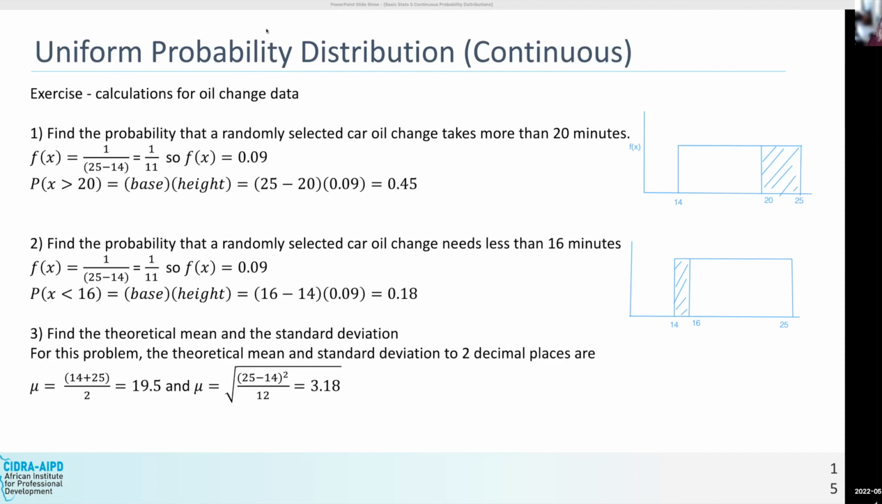Okay, now we did see some formulas on the previous page for calculating the theoretical mean and the standard deviation. So for this problem, the theoretical mean and standard deviation to 2 decimal places are calculated by plugging these numbers into the formulas. 14 plus 25, divided by 2, is 19.5, and then the standard deviation is the square root of 25 minus 14 squared over 12, which equals 3.18.